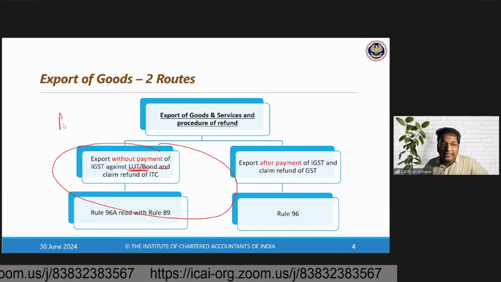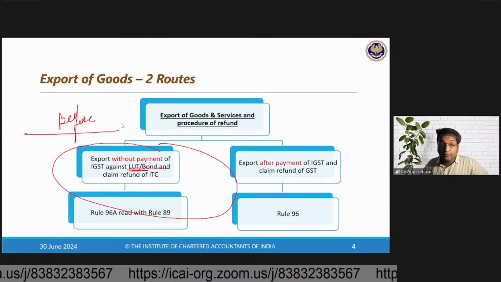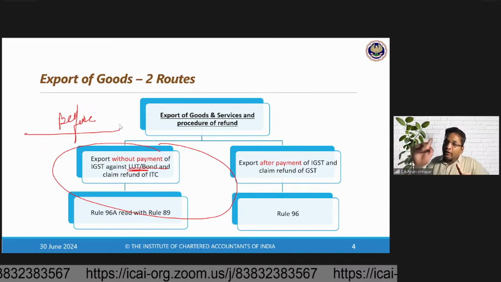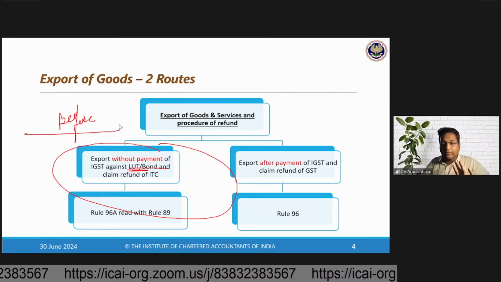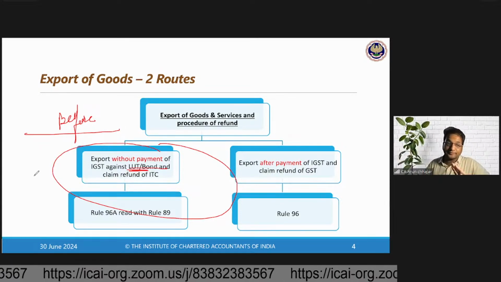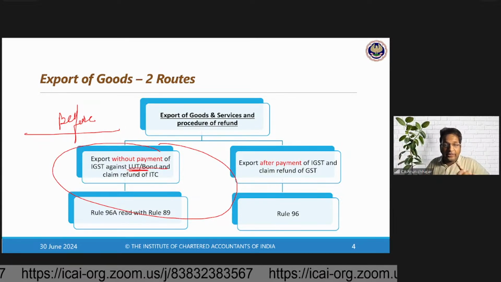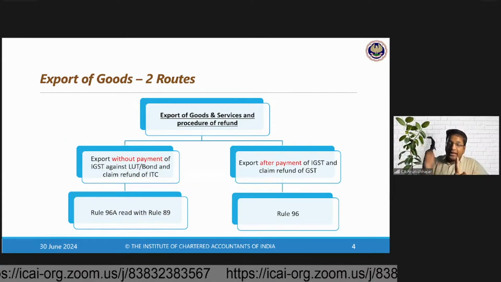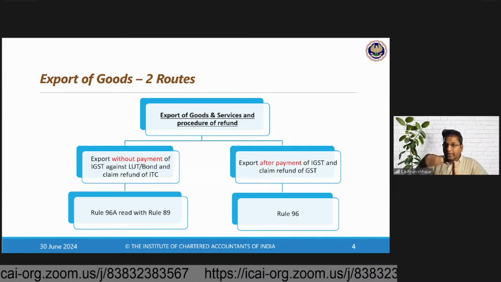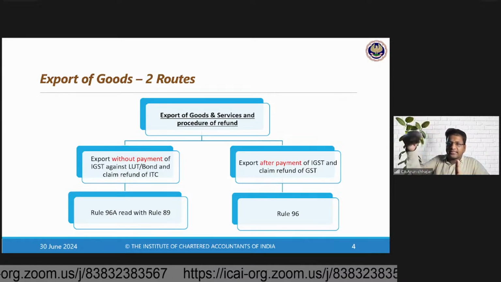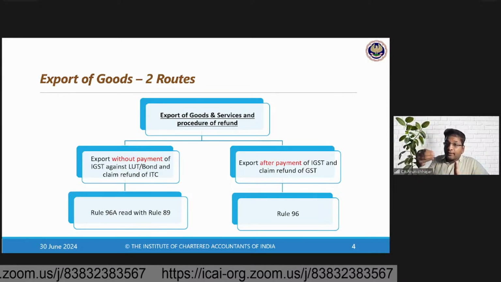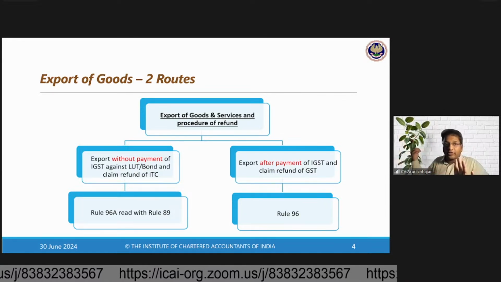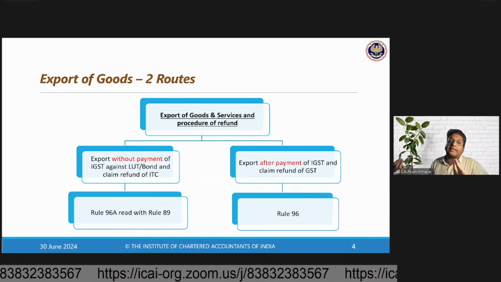This letter of undertaking is before supply. And please note, it is not transaction-wise. It is only one LUT for one financial year, applicable for all zero rated supplies. And can you take the refund in case of the LUT route? Answer is yes, for whatever GST I have paid at the time of procurement. So suppose I am exporting goods or services, or SEZ goods or services. Then if I have opted for the LUT route, I am not required to pay any GST. But yes, whatever ITC has accumulated, I can take the refund.